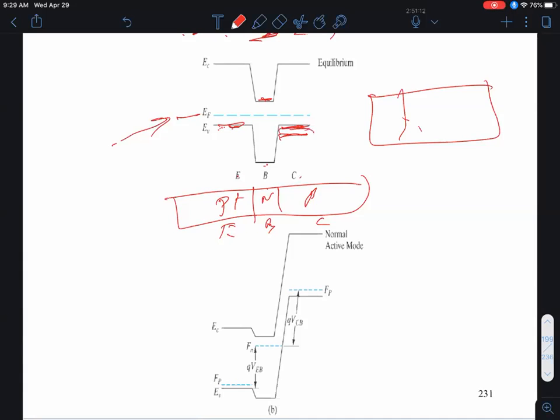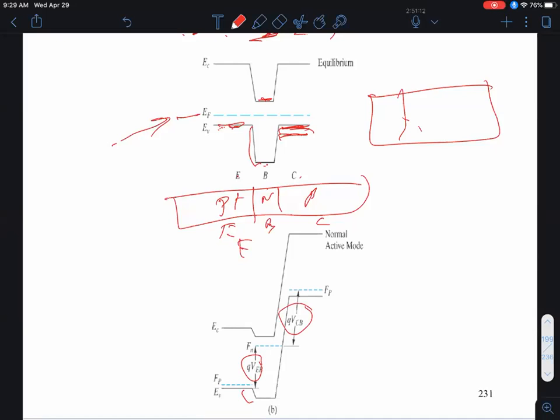So this is just an approximation. That's an equilibrium. Now let's look at the normal active mode of operation, where this junction is forward biased. If I forward bias the junction by VEB, I reduce the barrier, the built-in junction potential over here. And I reverse bias this junction, so I have a large reverse bias across the collector base junction.